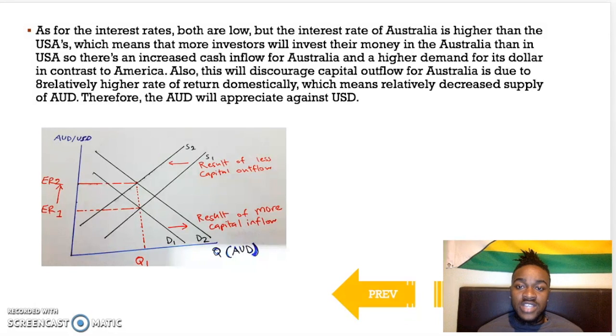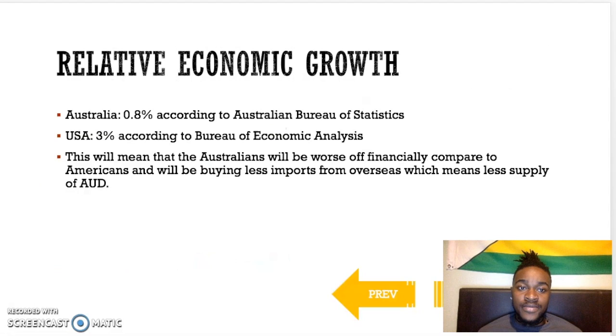Also, this would discourage capital outflow for Australia, which is due to a relatively higher rate of return domestically, which means relatively decreased supply of Australian dollars. Therefore, the Australian dollar would appreciate against the US dollar.